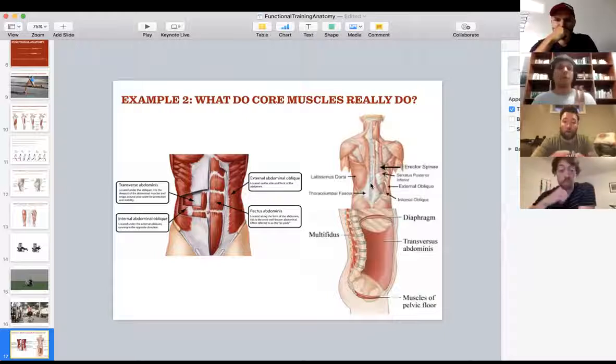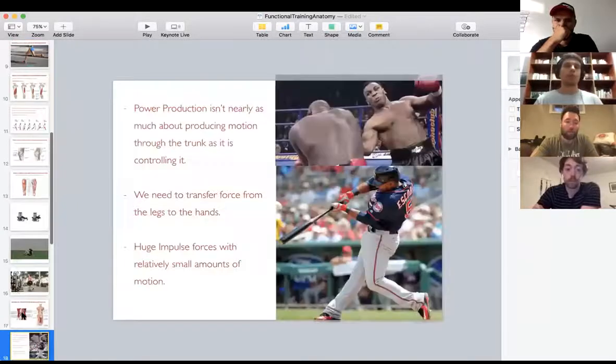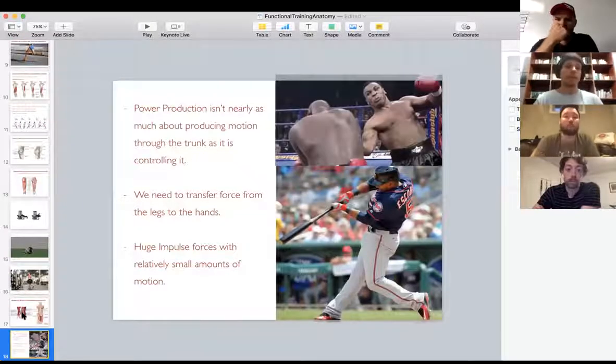All these things all help make that core canister to create stiffness, right? All of these things I think are in the core anatomy bucket. So something to think about: when we hear core training as it relates to sports, people always think rotation. And sports live in the transverse plane. Power definitely lives in the transverse plane.